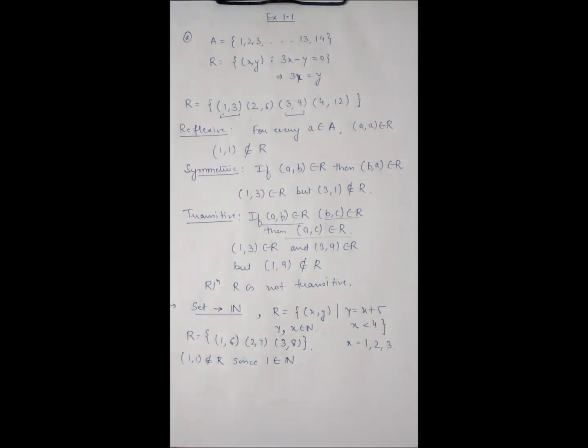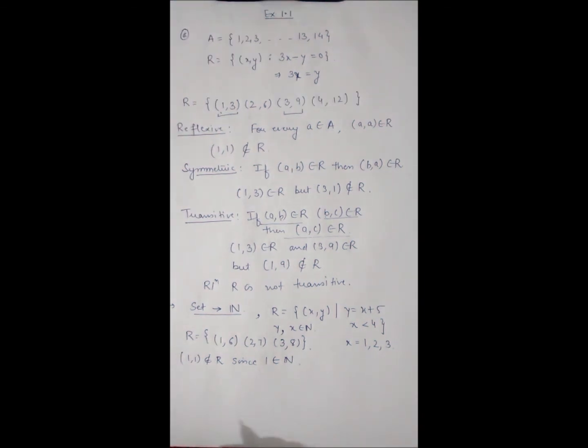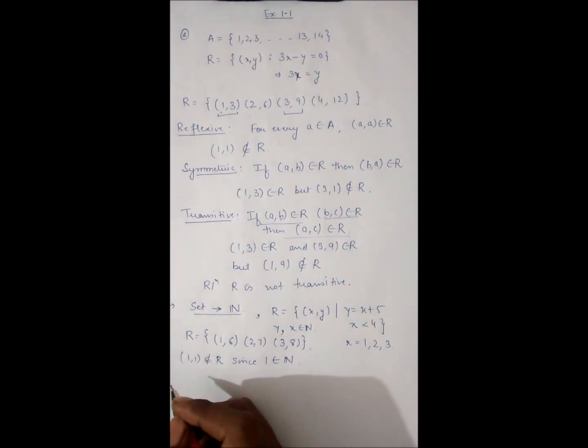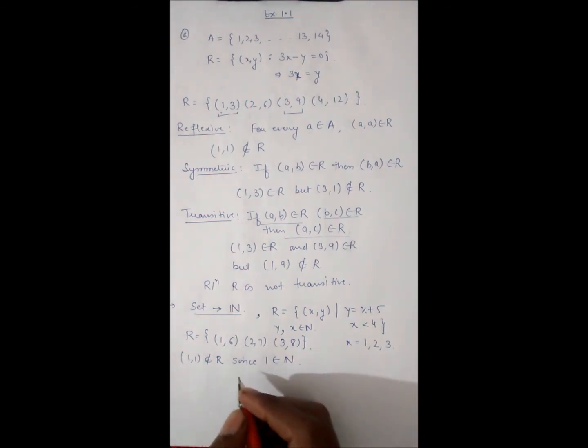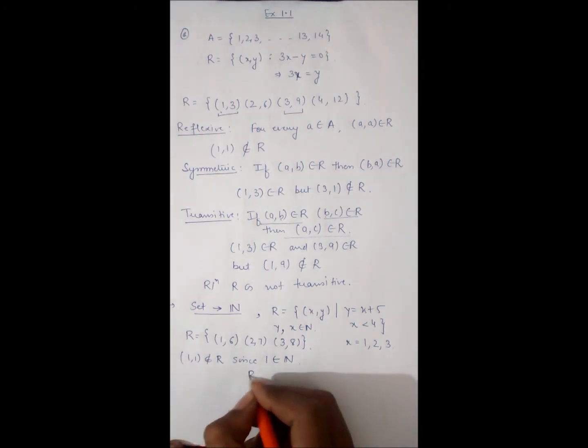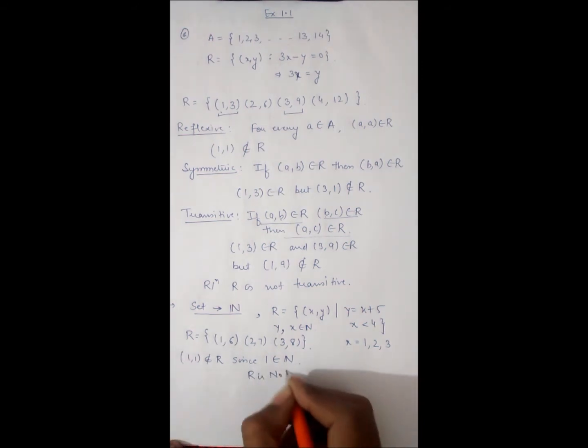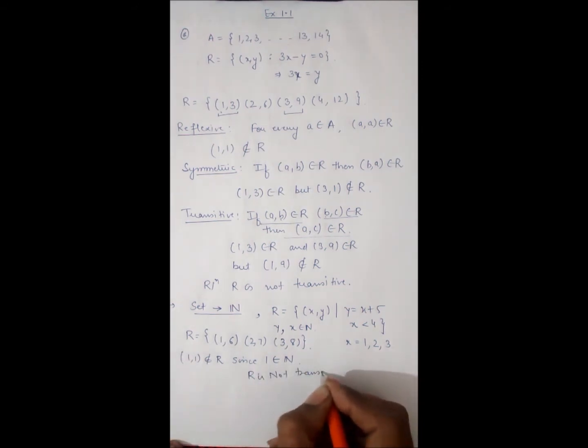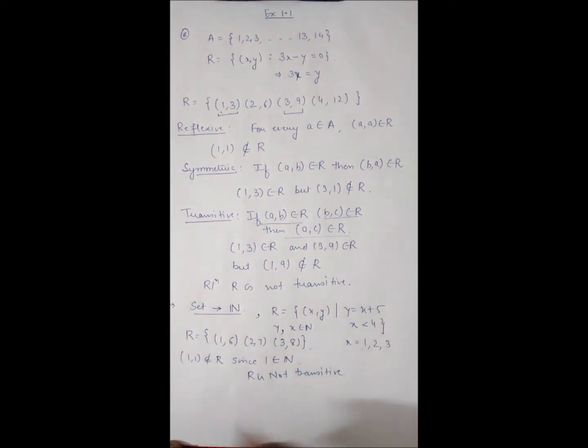So in that case, what will I say? We'll simply say that R is not transitive, because we cannot find any two pairs AB, BC, so that AC belongs to R. So R is not transitive. So here also R is neither symmetric, nor transitive, nor reflexive. Okay, now moving to the next part of this question.